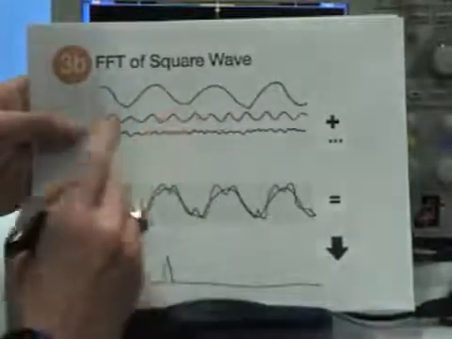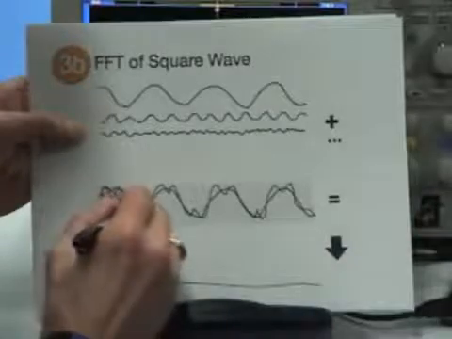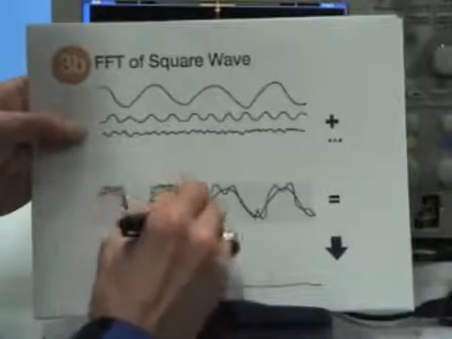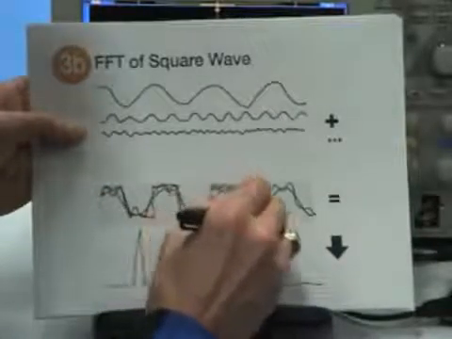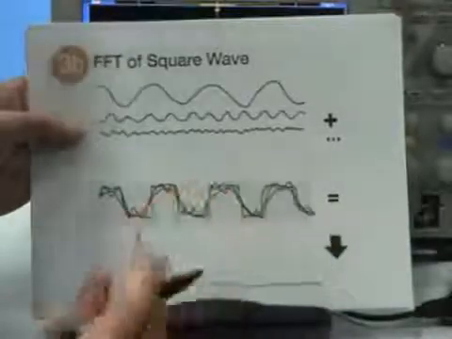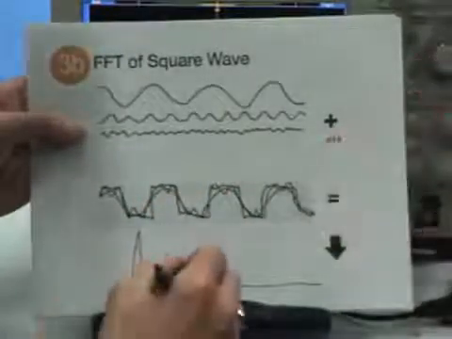When we add that, it's going to add even more wiggles. It's going to make the sides steeper. It's going to make the tops and bottoms flatter. And you notice we're kind of closing in on a square wave here.